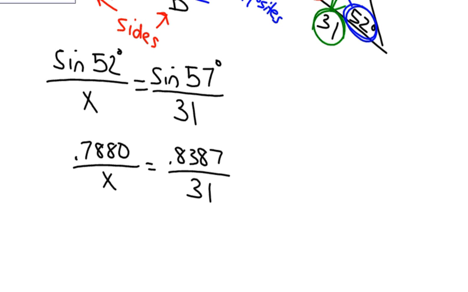And now I'm going to cross multiply. Wherever there are two numbers, I cross multiply. So I cross multiply, and then I divide by 0.8387, and I get my answer.